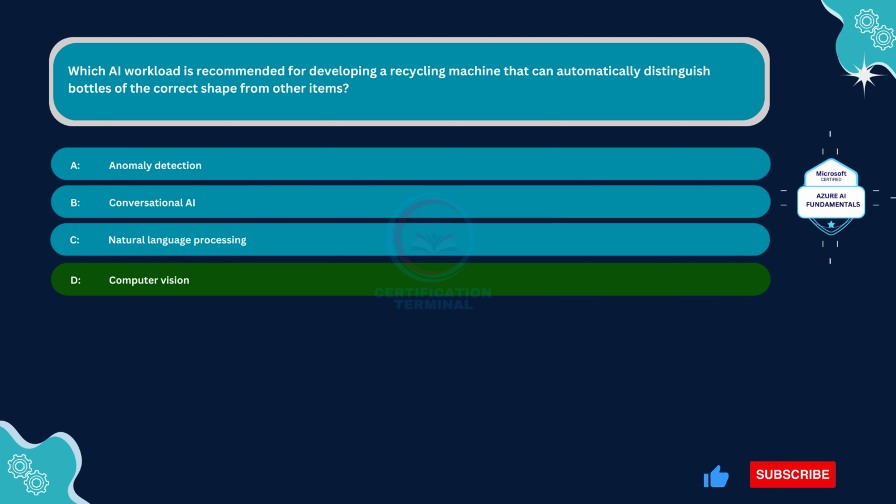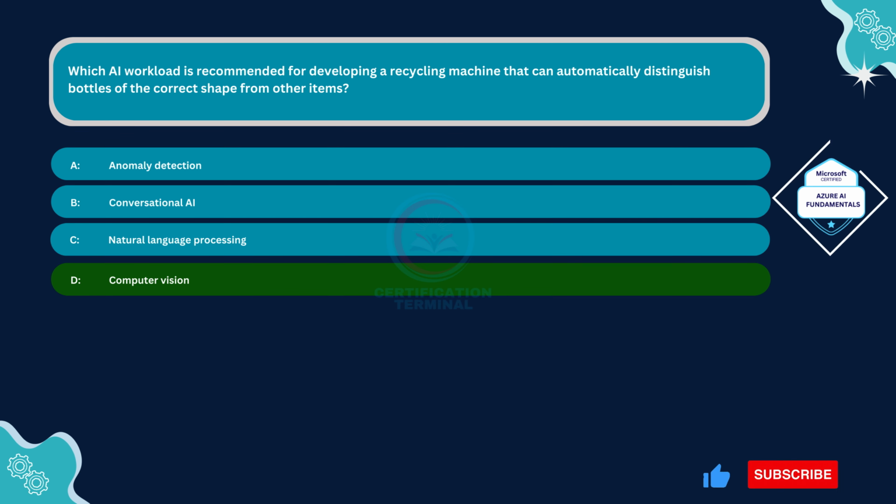Computer vision is a branch of artificial intelligence concerned with enabling computers to interpret and understand visual information from the real world, such as images and videos. It encompasses techniques for processing, analyzing, and extracting meaningful insights from visual data. In the context of developing a recycling machine that can automatically distinguish bottles of the correct shape from other items, computer vision is the most suitable AI workload.